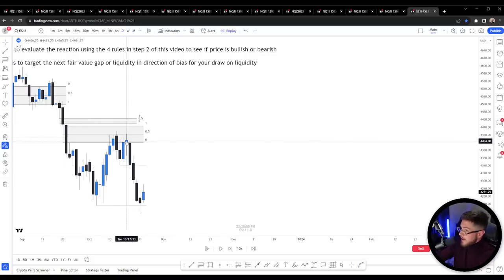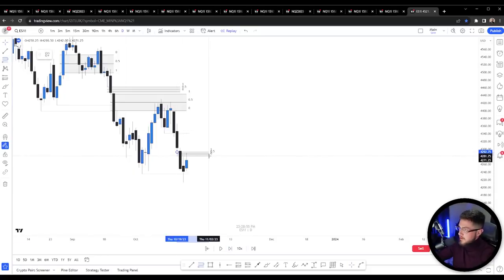So you would have been sitting out and been on the right side of the market. And this is paramount whenever it comes to long-term success as an ICT trader. So next we see we have tapped into this fair value gap. We have failed to close above it. So what is that going to give us a target of? It's going to be this low right here, okay?